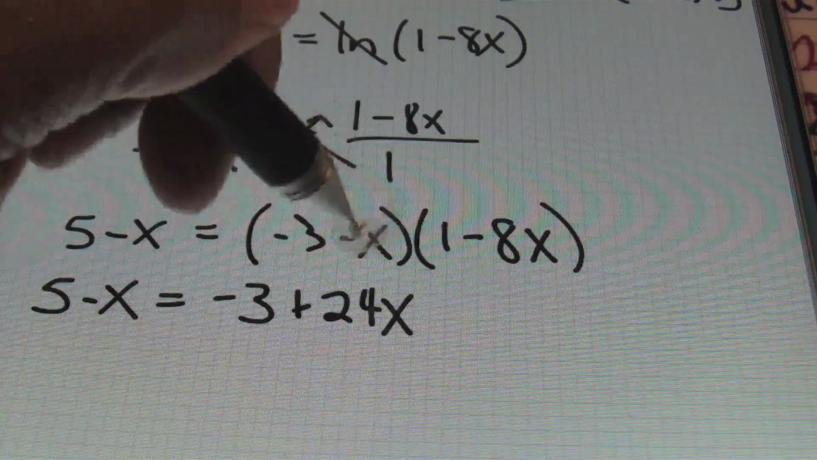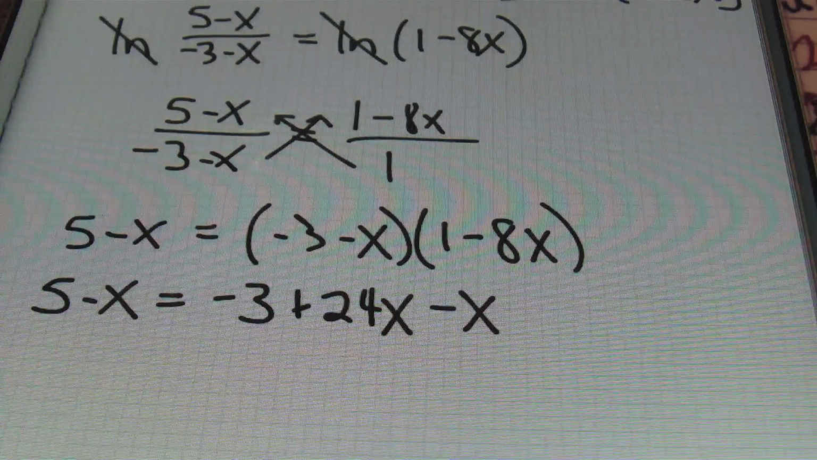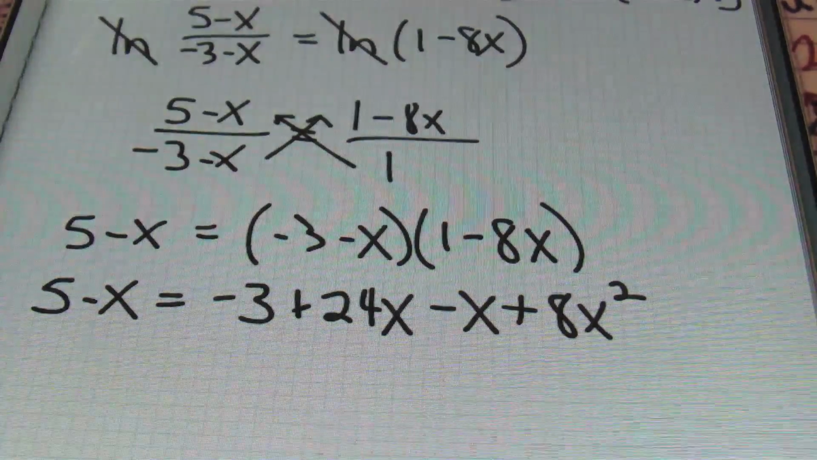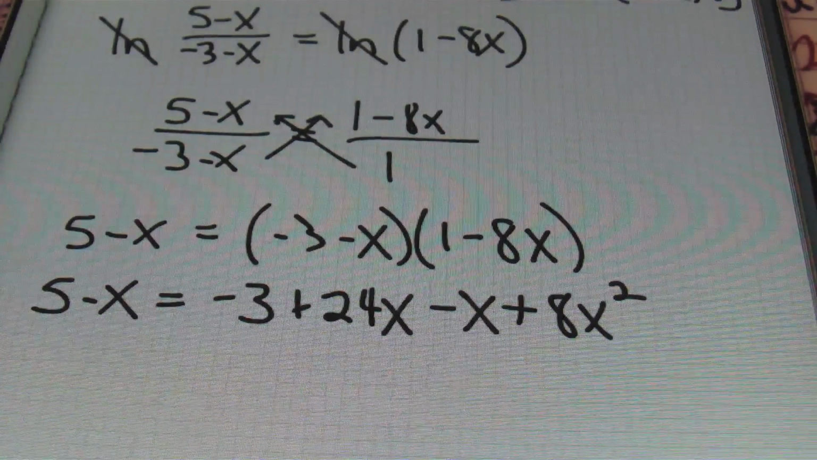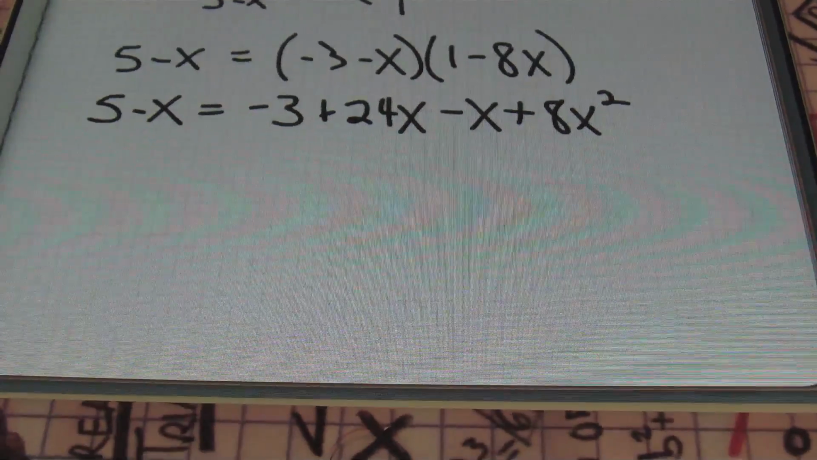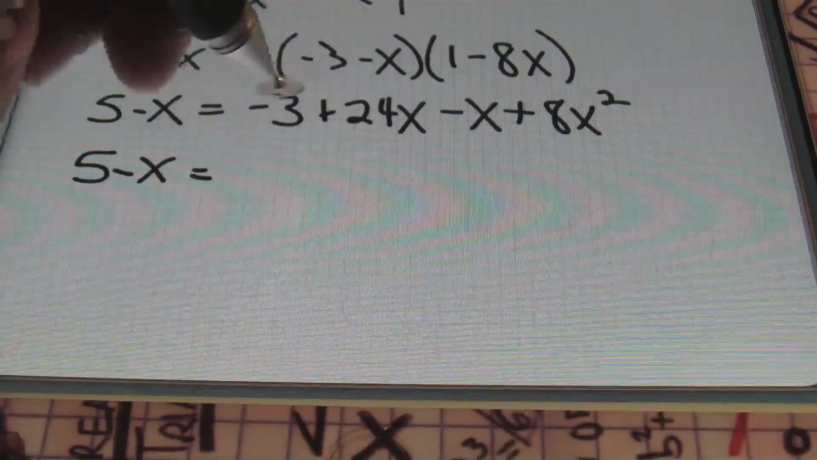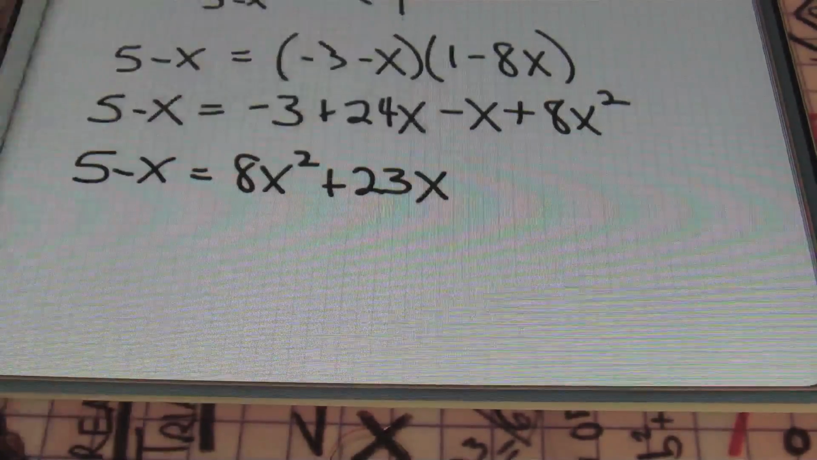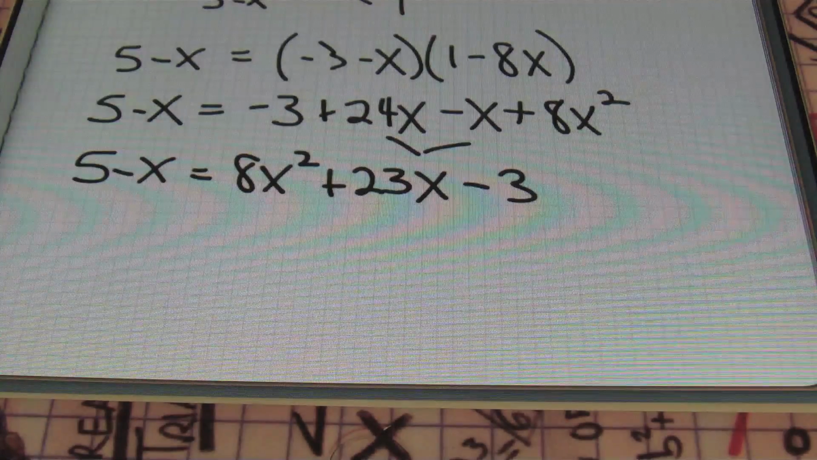I also have negative x times 1 is negative x. We have negative x times negative 8x. That's going to give me a positive 8x squared. After that, I'm going to be combining my like terms on the right side of the equal sign, ladies and gentlemen. I'll have 5 minus x is equivalent to 8x squared plus 23x minus 3. That's after I combine that positive 24x and that negative x there.